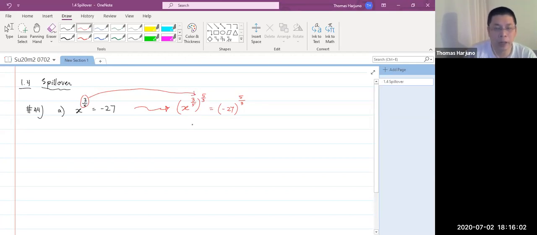Now the idea is that these two cancel, right? 3/5 times 5/3 cancel, and we end up with x here. Then to the power of 5/3, we take the cube root of -27 first and take it to the power of 5. The cube root of -27 is -3, to the power of 5. That's negative of 3 to the 5th, which is -243.